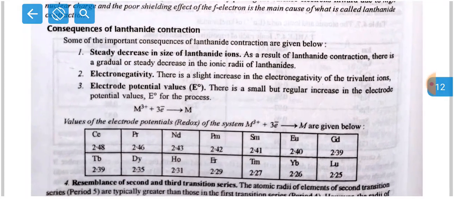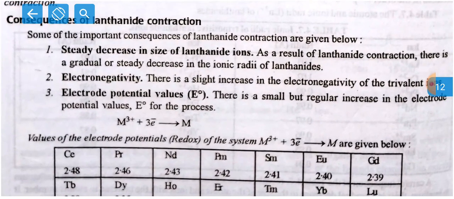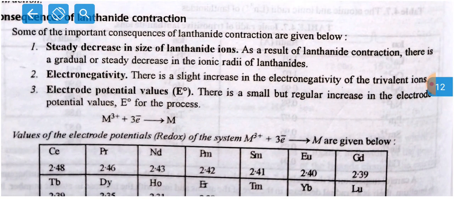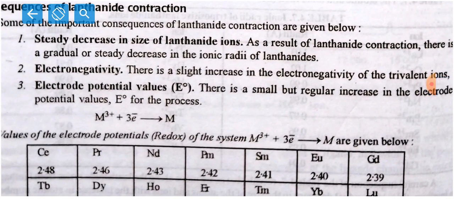Consequences of lanthanoid contraction. Some of the important consequences of lanthanoid contraction are given in the table below. First is a steady decrease in the size of the lanthanoid ions. As a result of lanthanoid contraction, there is a gradual or steady decrease in the ionic radii of lanthanoids. Second is the electronegativity. There is a slight increase in the electronegativity of the trivalent ions. Third is the electrode potential value E naught. There is a small but regular increase in the electrode potential value E naught for the process M3+ plus 3 electrons gives M.